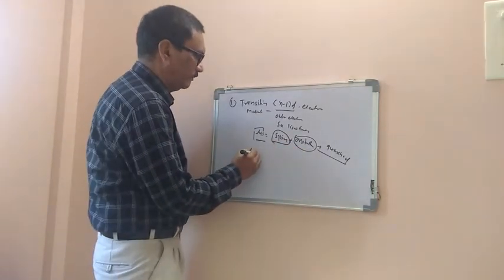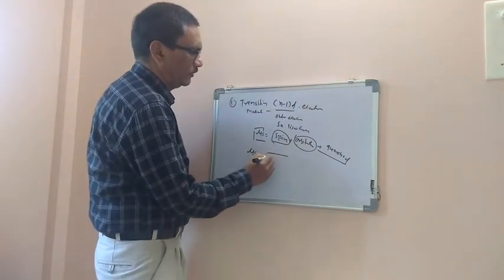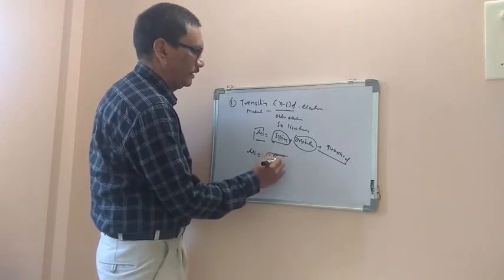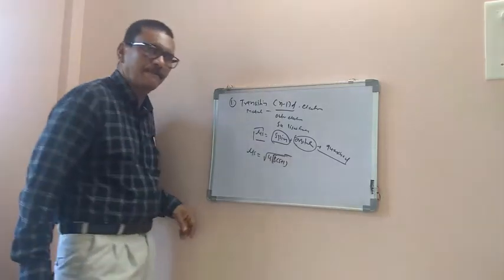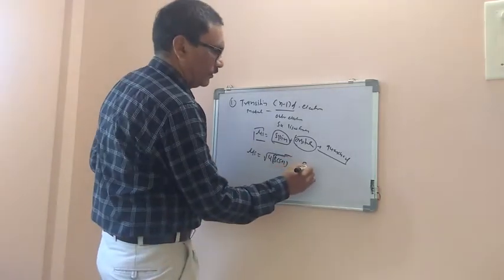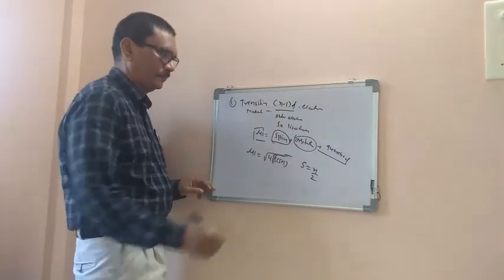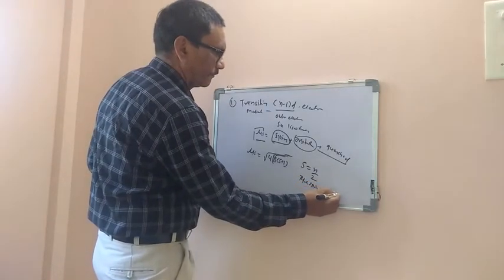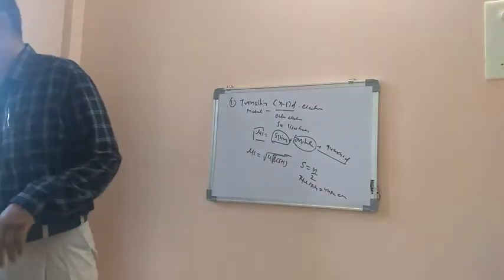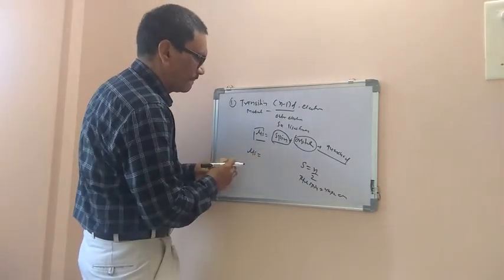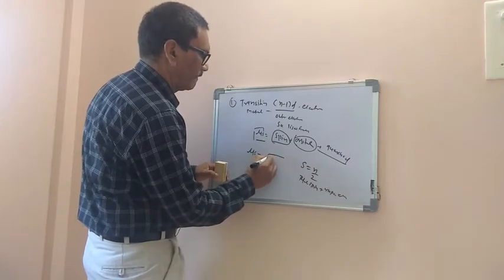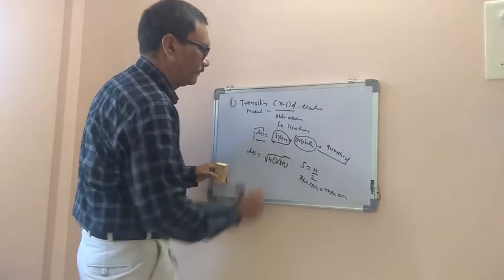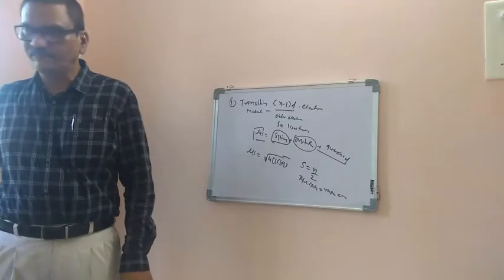Therefore, in transition metal ions, the effective magnetic moment can be calculated by means of the formula square root of S(S+1), where S is equal to n by 2, the total spin of the unpaired electrons. So the effective magnetic moment in case of the transition ion can be given by this formula.